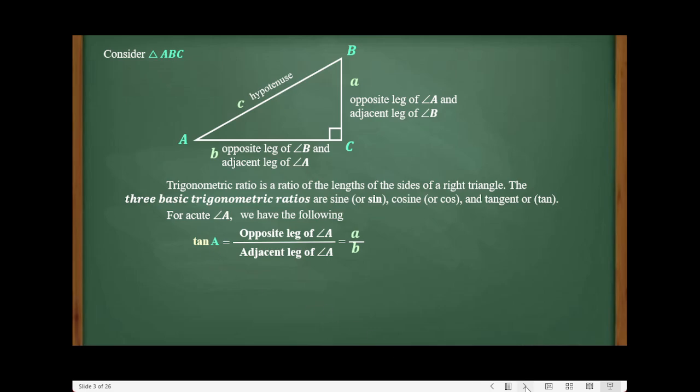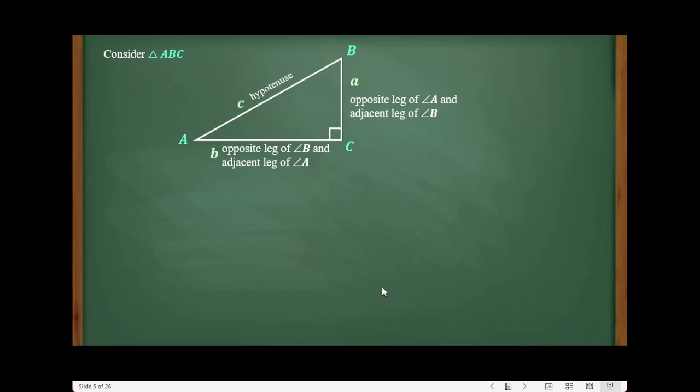Now the next trigonometric ratio is the cotangent of A, which is defined as the ratio of the adjacent leg of angle A over the opposite leg of angle A. So basically, cotangent A is the reciprocal trigonometric ratio of tangent of A. By symbol, that is b over a. So meaning tangent A and cotangent of A are reciprocal to one another.